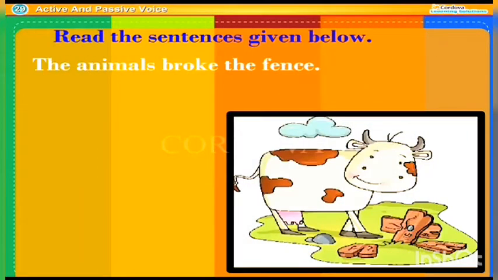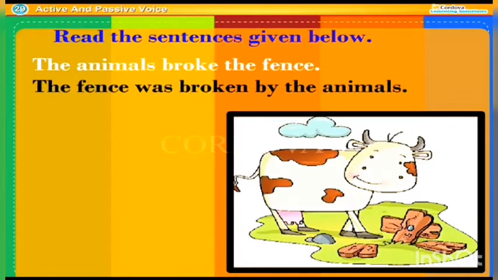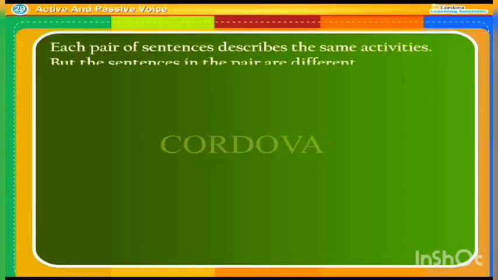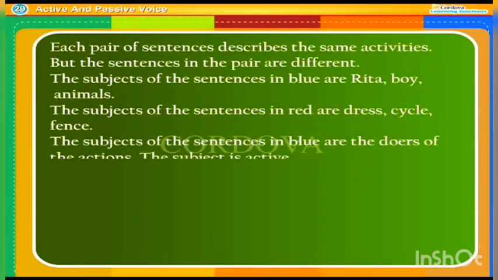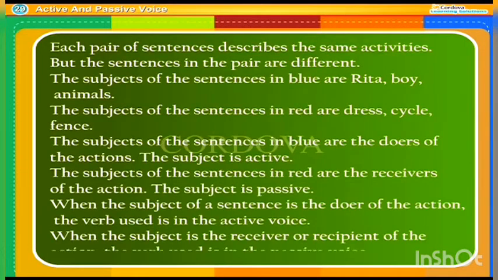The animals broke the fence. The fence was broken by the animals. Each pair of sentences describes the same activities, but the sentences in the pair are different. The subjects of the sentences in blue are Rita, boy, animals. The subjects of the sentences in red are dress, cycle, fence.